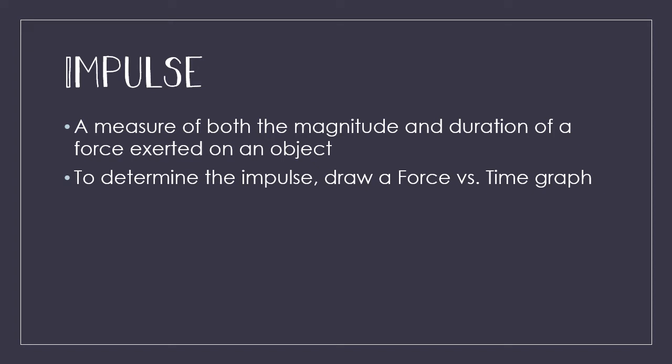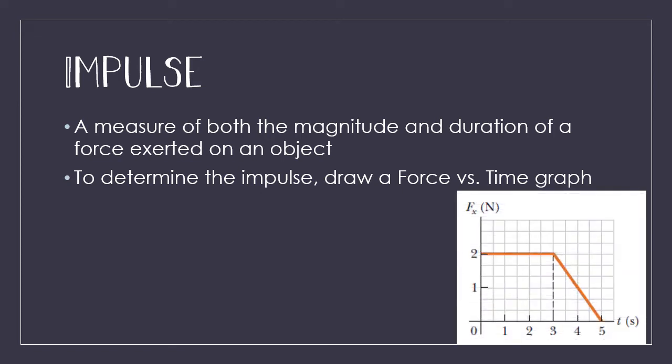To be able to determine the impulse on an object, the first thing we need to do is draw a force versus time graph, such as the one you see on the screen here. In this case, we have a force that starts out at a constant 2 newtons for 3 seconds, and then the force decreases to 0 over the next 2 seconds.